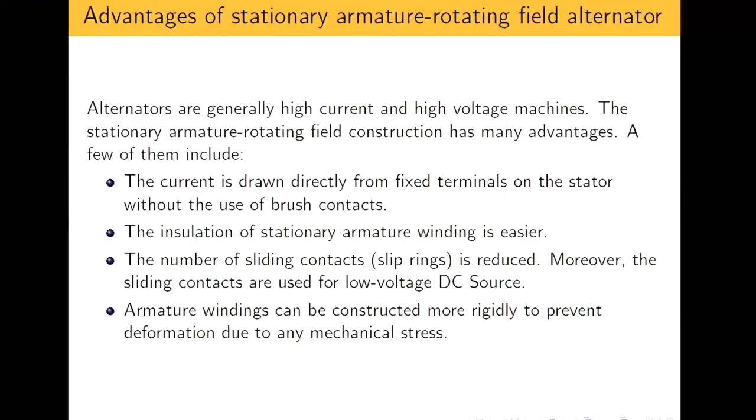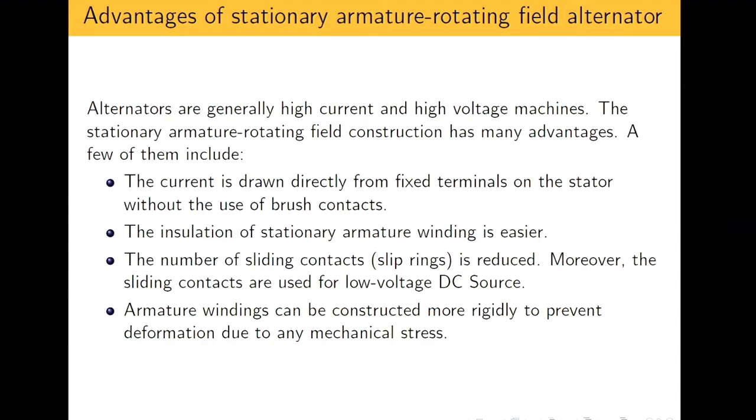I have discussed this generally in the first class. What are the advantages of a stationary armature and a rotating field alternator? What is the difference between a DC generator and an AC generator? We know in a DC generator, the armature rotates and the field is stationary. In an AC generator, the reverse happens: the armature is stationary and the field is rotating. Hence, what are the main advantages of this?